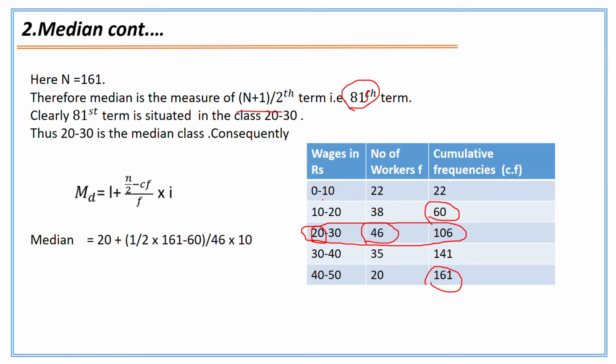Class interval is the range of this interval, the difference between the lower limit and the upper limit of the class, which is 10. 0 to 10 difference is 10, 10 to 20 difference is 10, 20 to 30 difference is 10, like this. So my answer is 24.46. So the median of this example of number of workers in a particular wages class is 24.46. This is how we calculate the median for grouped data.